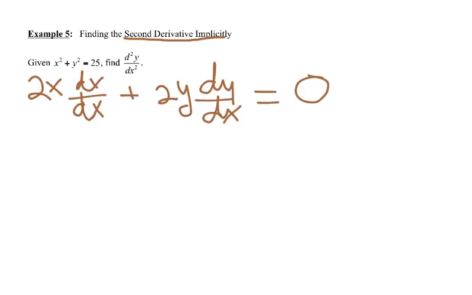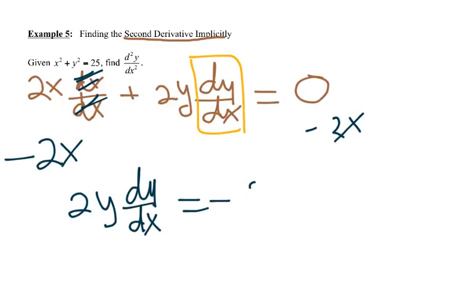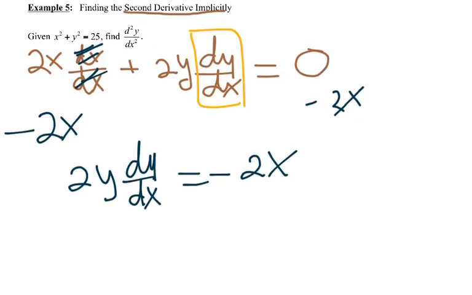Alright, just to remind you, in order for us to find the first derivative, we have to solve for dy over dx, right? The dx over dx means 1, so I can cancel that out. I don't have to use it. So I can subtract 2x on both sides, and I have 2y dy over dx equal to negative 2x.